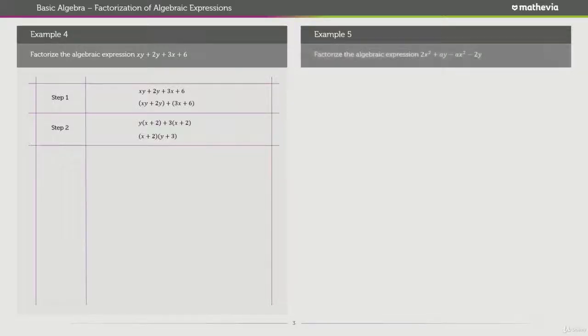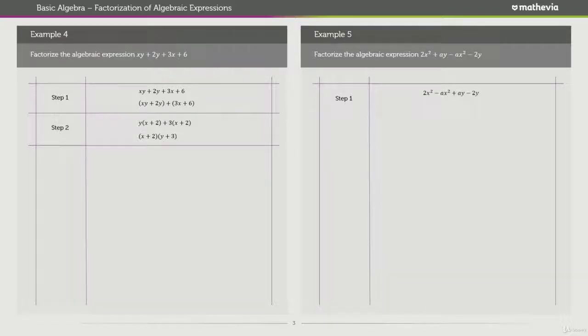Our final example, example 5, says factorize the algebraic expression 2x squared plus ay minus ax squared minus 2y. This is another case where we have four terms in the expression and there isn't one single common factor. So how do we go about factorizing this? I think we can attempt grouping, but we can't group right away because the terms aren't arranged in a nice clean manner like in the previous example.